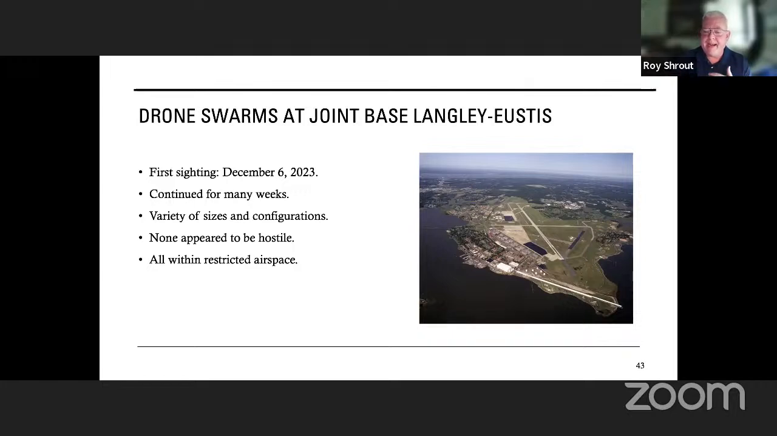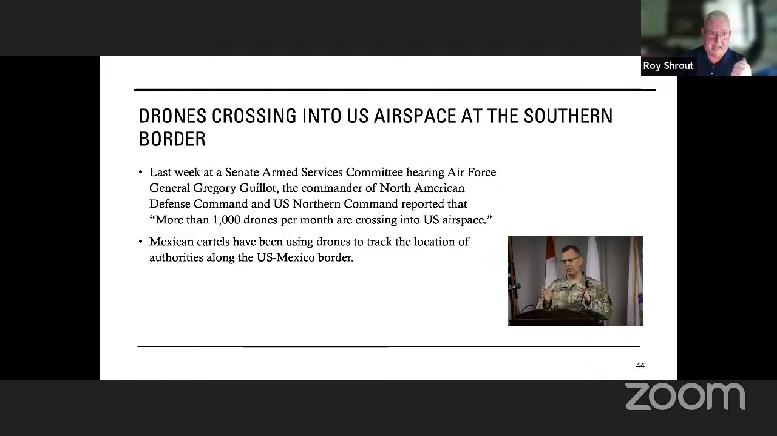A couple of things you may not be aware of, this just happened a couple months ago, is Langley Air Force Base, joint base for Langley and Eustis. They had sightings of drones over their airspace starting in December. This continued for several weeks, and it wasn't just one drone, it was multiple. It was drone swarms, a variety of sizes and configurations. They did no hostile attacks. They were all within restricted airspace, but they don't know where they came from, and they don't know what the intent was. So that just happened.